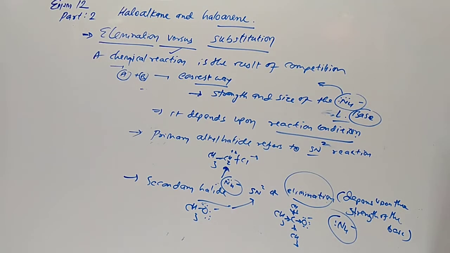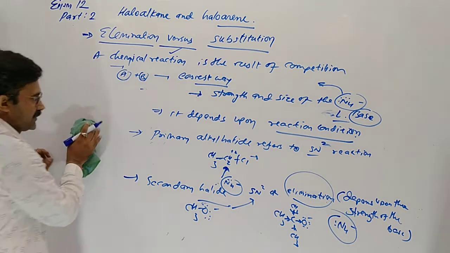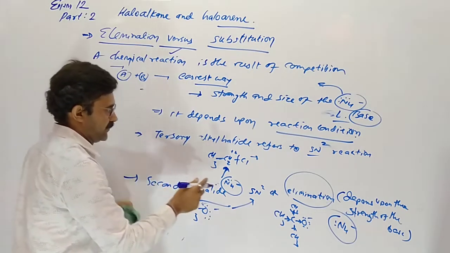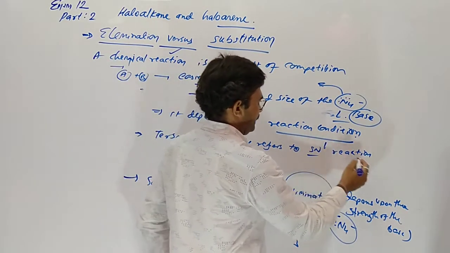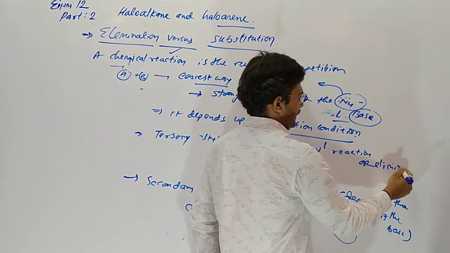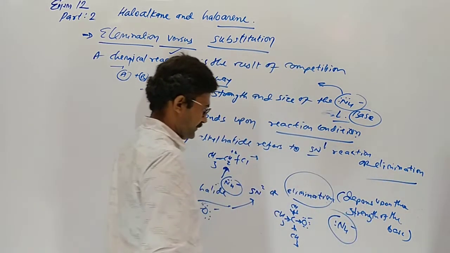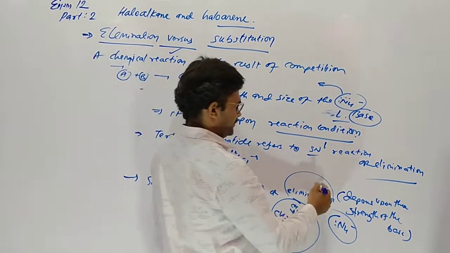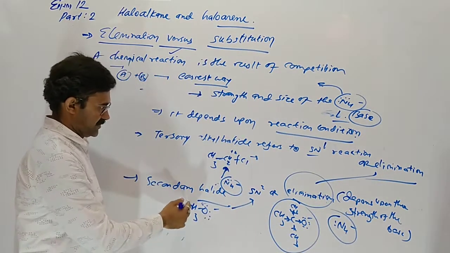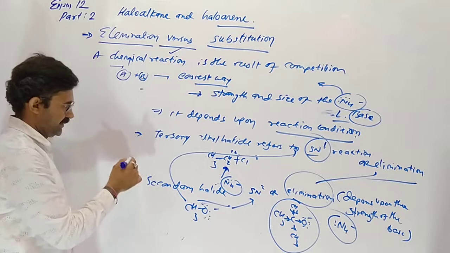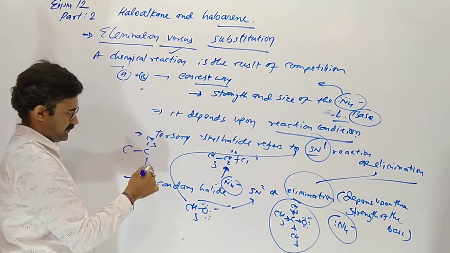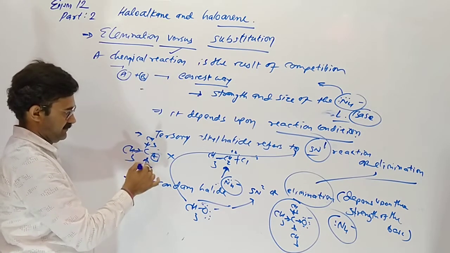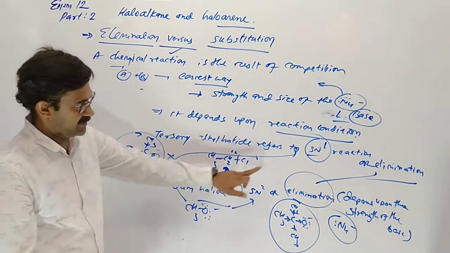And now tertiary alkyl halide prefers SN1 reaction or elimination. Same condition: if the base is strong, donating nature high, so it gives elimination. If donating nature is less, then it gives SN1. In tertiary alkyl halide, after removal of halogen, it is a tertiary carbocation, which is more stable. So the reaction occurs in two steps.